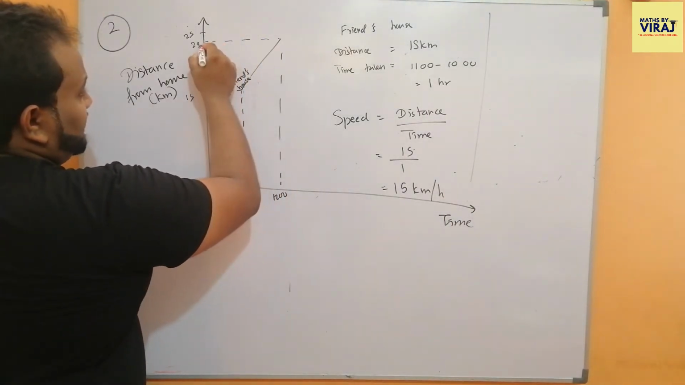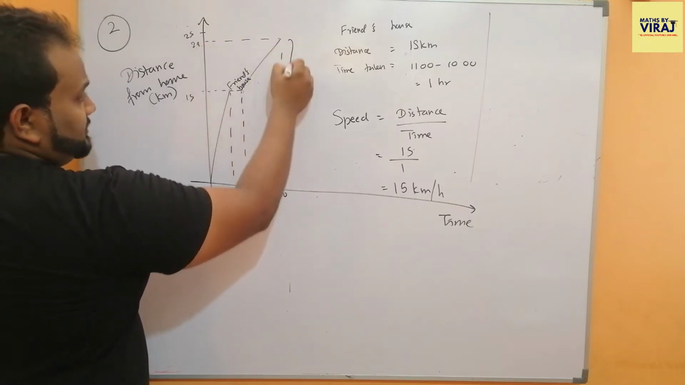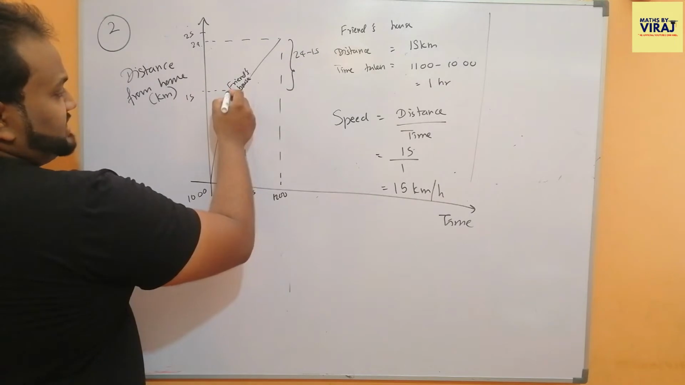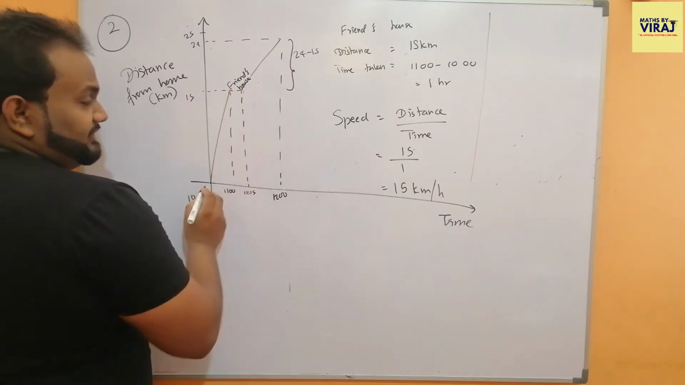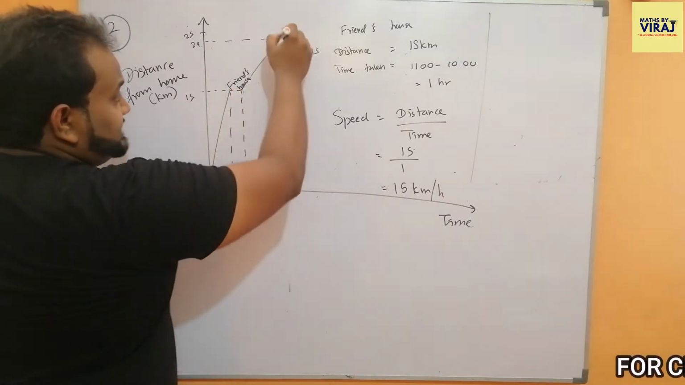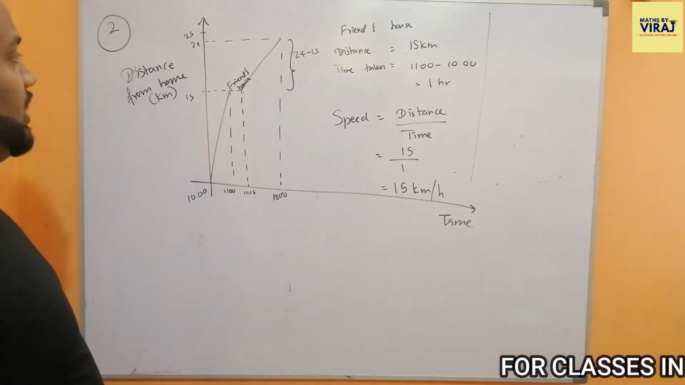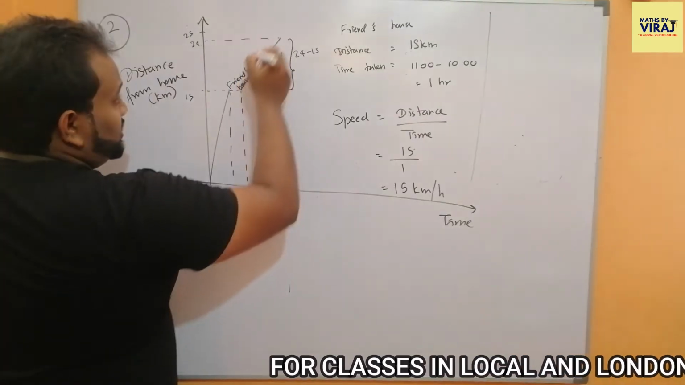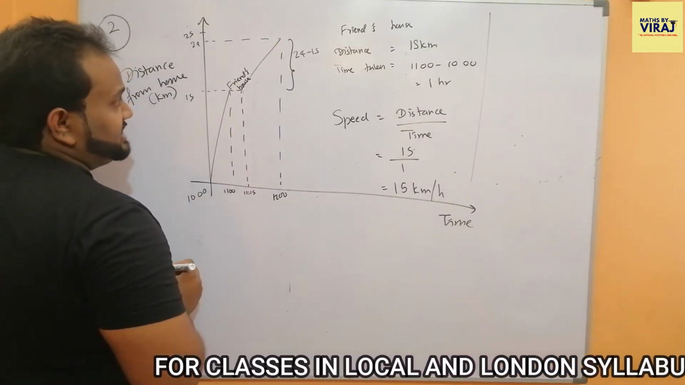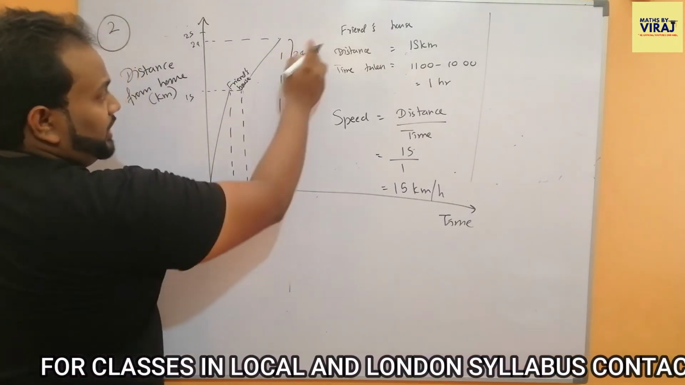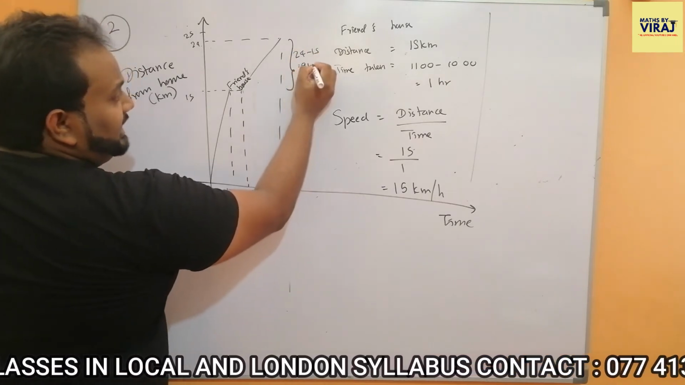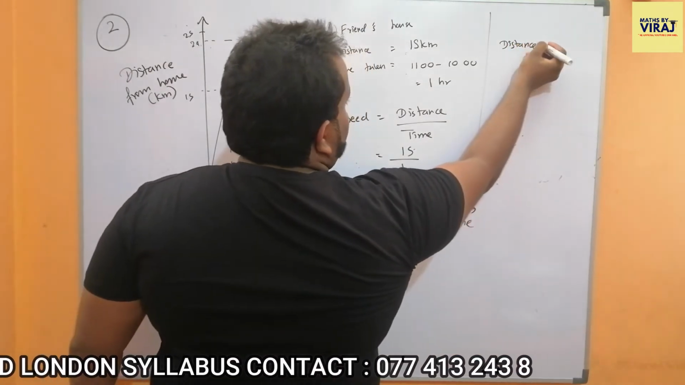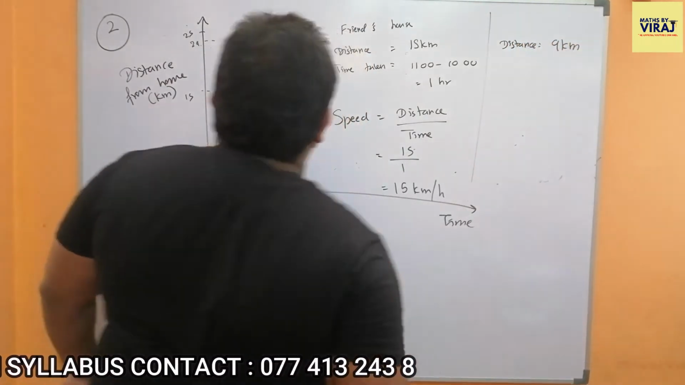She has traveled another, how much? 24 minus 15. Why? Her friend's house was 15 kilometers away from her home and she has ended up traveling a total distance of 24 kilometers. So from her friend's house to the last point where she has traveled, the distance is 24 minus 15, 9 kilometers. Therefore, distance we can take it as 9 kilometers.